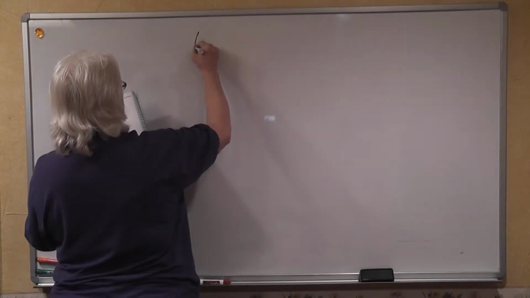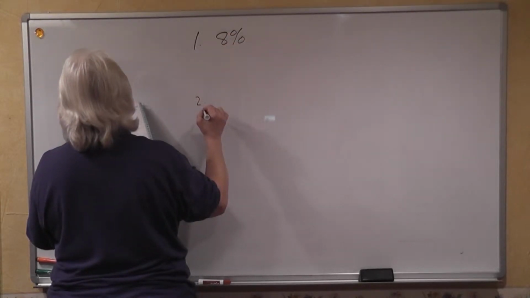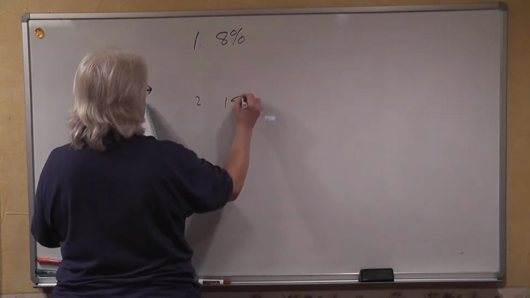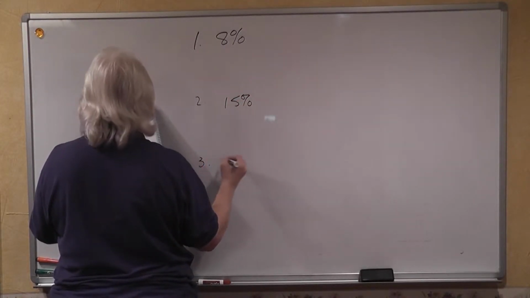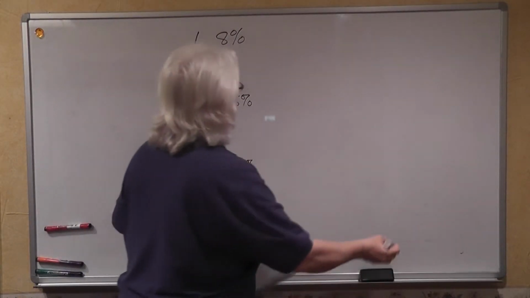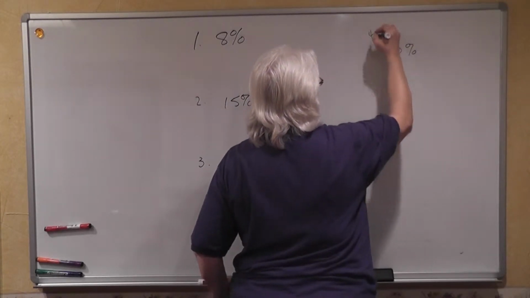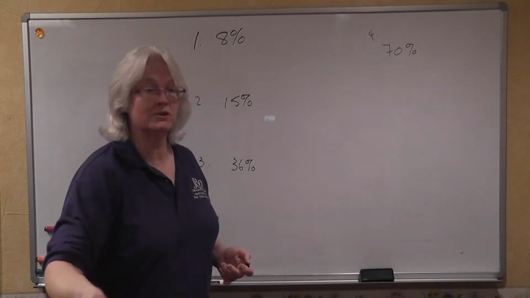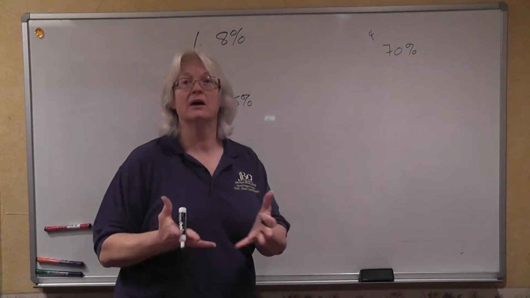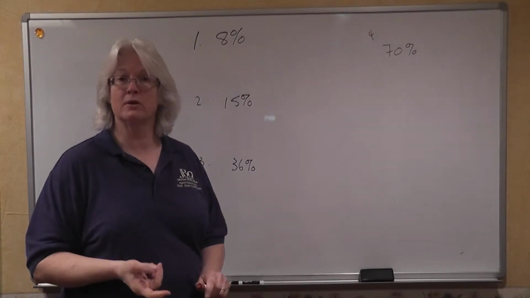So, let's look at example number 1. It says, write each as a fraction in lowest terms. First we have 8%. Next we have 15%. We have 36%, and we have 70%. And our problems here say write each of these percentages as a fraction in lowest terms. So what did I just remind you that percent is?